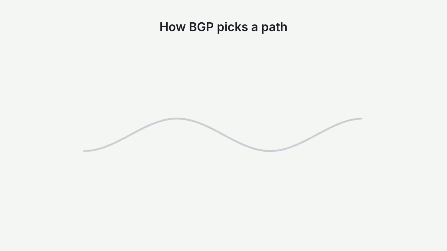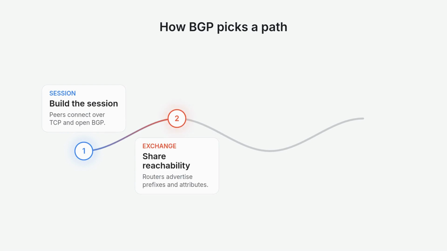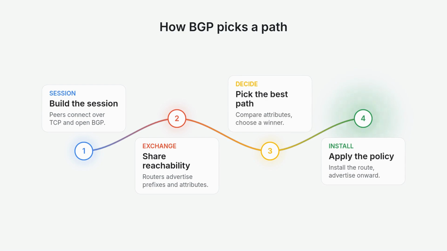Here's the model to keep. Build the session. Exchange reachability. Compare attributes. Pick the best path. Install the route. Apply policy. When you can trace those steps, BGP stops feeling mysterious. And that is why BGP failures can hit hard at scale, but they are also diagnosable. When you understand the chain, you can reason through the failure instead of memorizing symptoms.